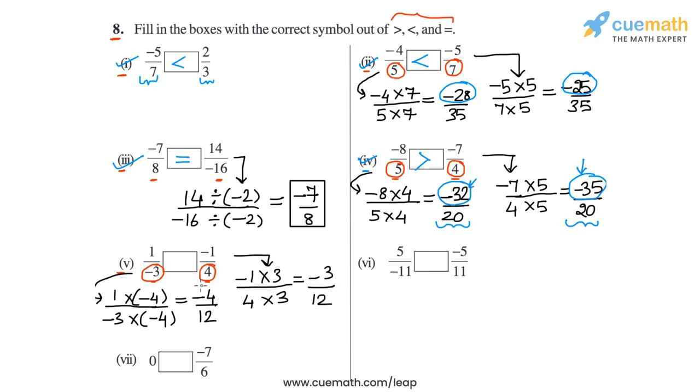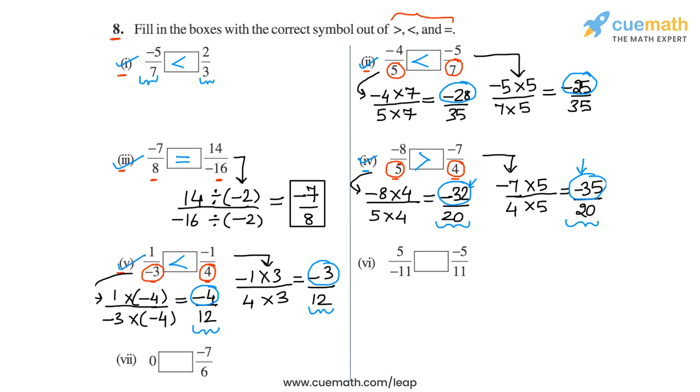So if we compare the numerators now, we have minus 4 and minus 3. Minus 4 is less than minus 3. So minus 4 by 12 will be less than minus 3 by 12, or 1 by minus 3 will be less than minus 1 by 4. So that completes part 5.